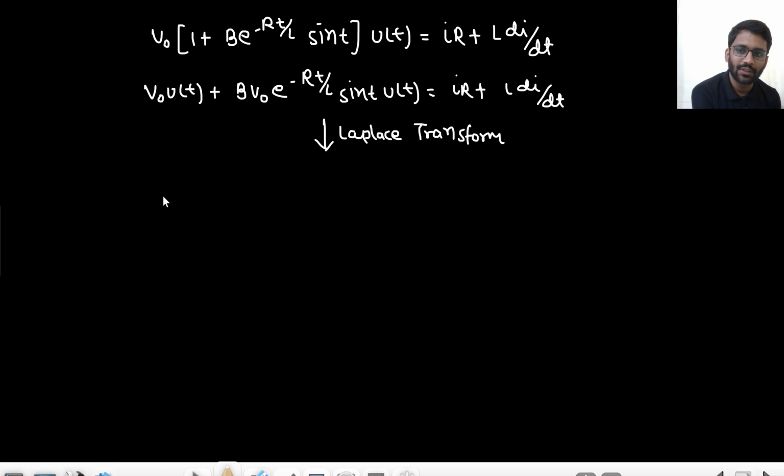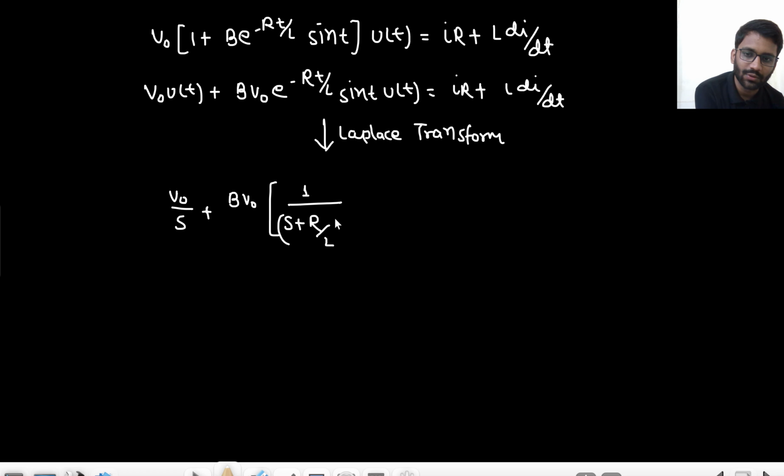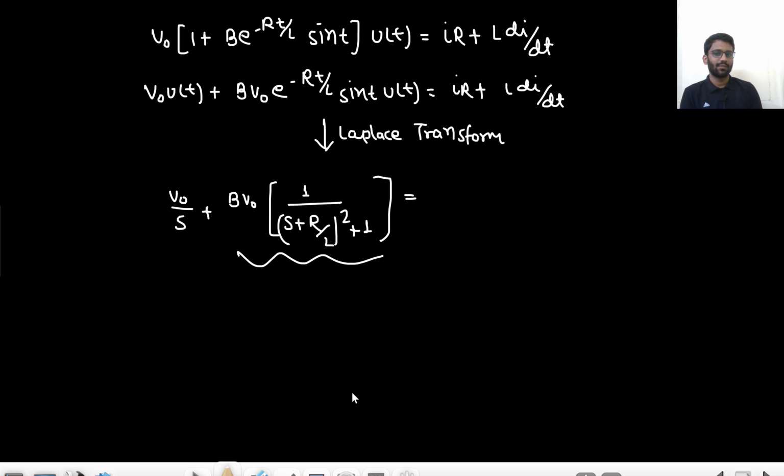What will be the Laplace transform of this? This will be V naught by S. Now for this function, B V naught is becoming a constant. Now tell me what will be the Laplace of this function? That will be 1 upon (S plus R by L) whole square plus 1. How many of you understood this point?